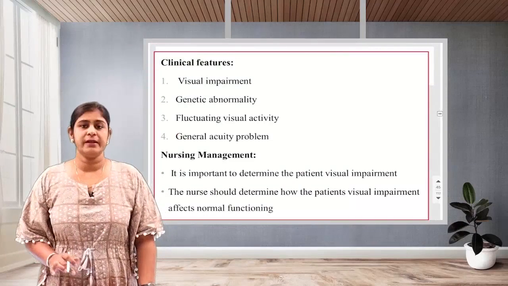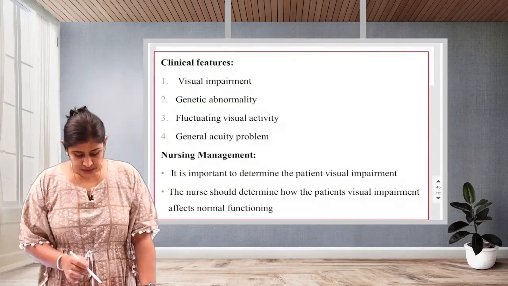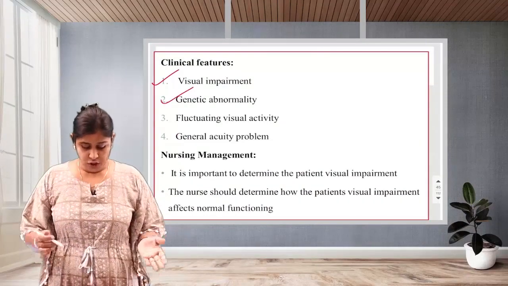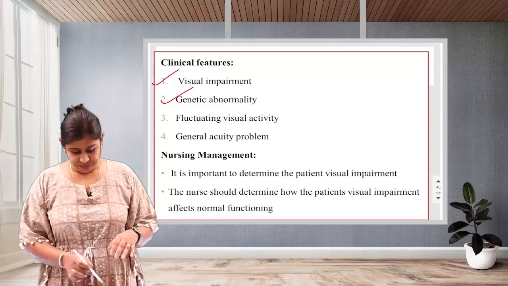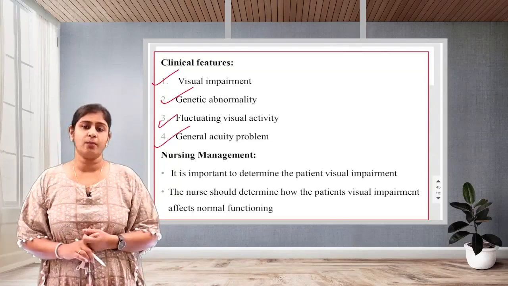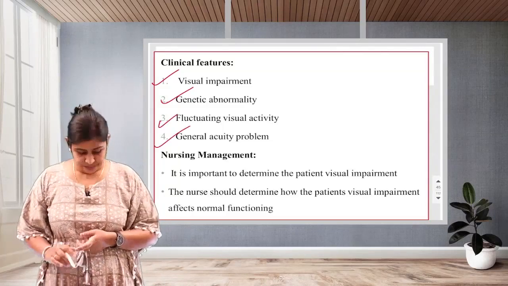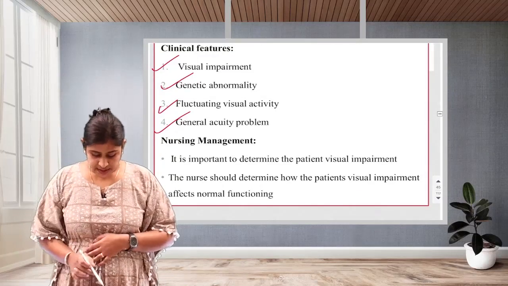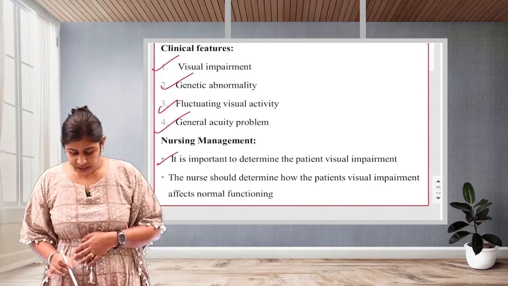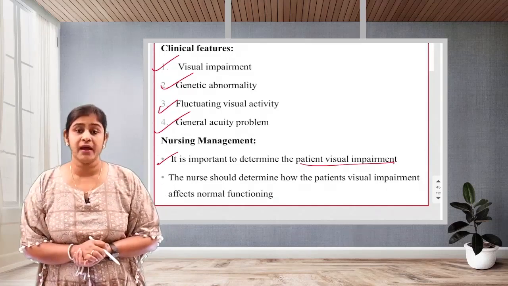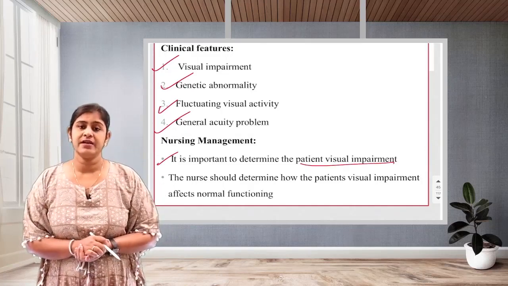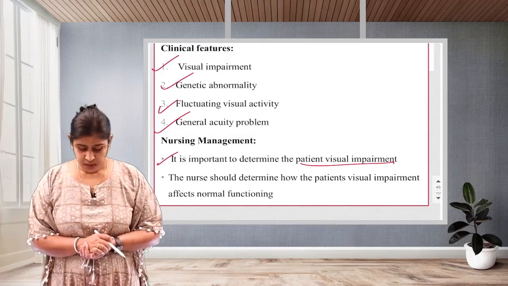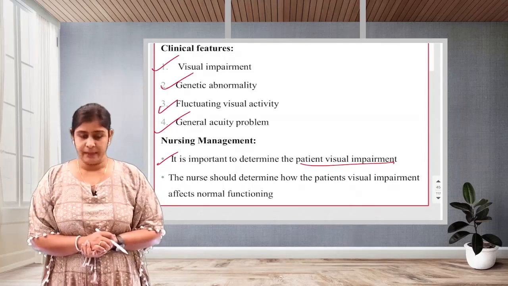Clinical features will be visual impairment, then any fluctuating visual acuity or other acuity problems will be the clinical features. What will be the nursing management of this blindness? It is important to determine the patient's visual impairment. We should determine why the person is having blindness. That is to determine the patient's visual impairment.